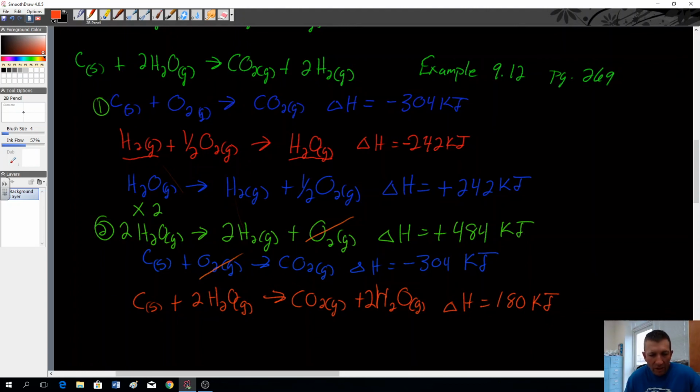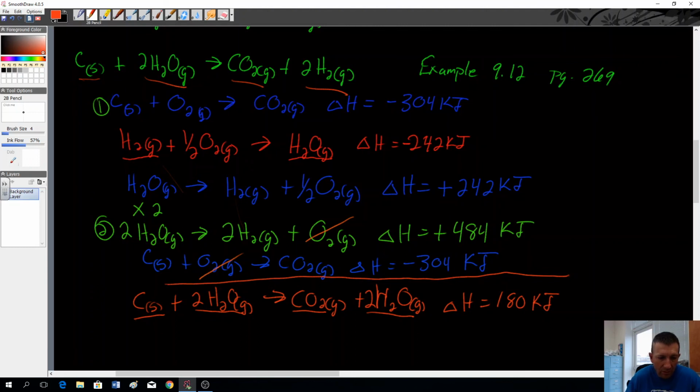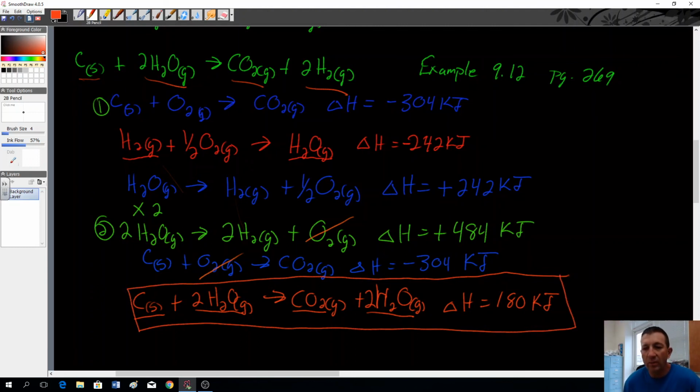Now, I'm going to go back and check my equation. I'm going to make sure that everything's the same down here. I've got 1 carbon there, I've got 1 carbon there. I've got 2 H2Os there, and I've got 2 H2Os there. On the right side, I've got 1 CO2 there, 1 CO2. I've got 2 H2Os and 2 H2Os there. That's correct. So this is the answer to our problem right there.